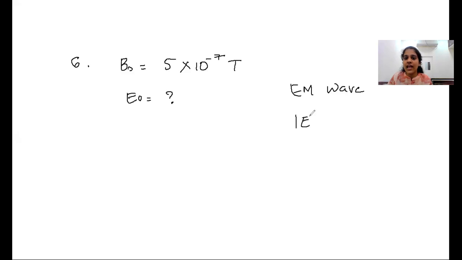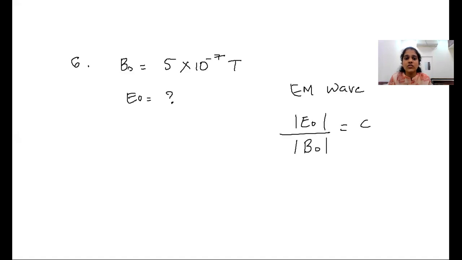And what is the relation? That is amplitude of electric field to amplitude of magnetic field is nothing but equal to C. C is the speed of EM wave in vacuum. Okay, I hope you all remember this relation. We did it in the characteristics. Yes or no? 1 second.